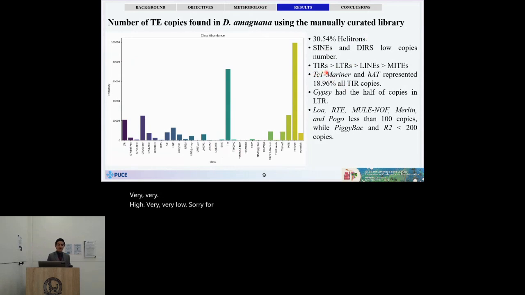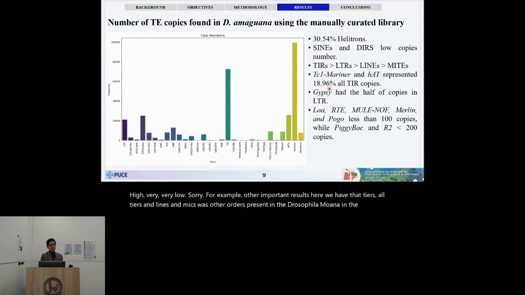For example, other important results here: we have that TIRs, LTRs, and LINEs and MITEs were other orders present in Drosophila amaguana. In the TIR orders, the superfamilies Tc1-Mariner and hAT were represented with 19% of all the TIR copies, while in the LTR retrotransposons, Gypsy showed half of all the copies from this order. While there were other superfamilies that showed a lower number of copies, less than 200 or 100.